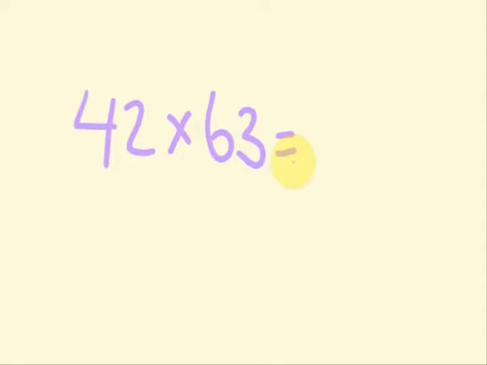Getting too excited, I can't even wait to get the answer here. Let's just start working it out. So get the first number, 4 times 6 is 24, leave our space. 2 times 3 is 6.